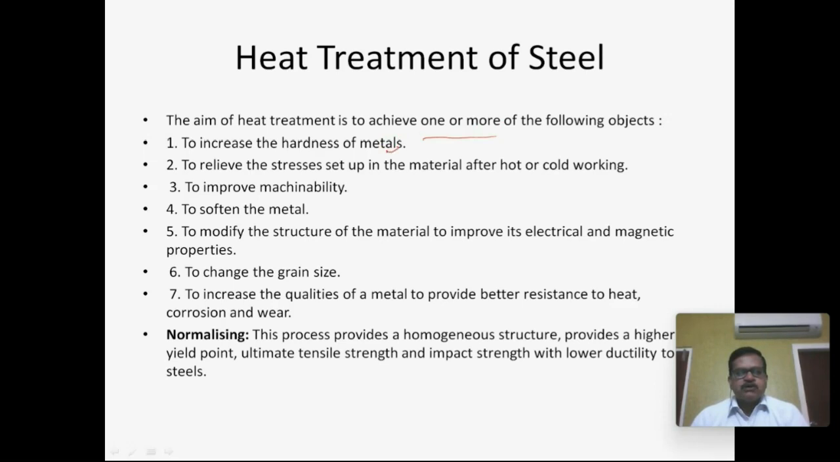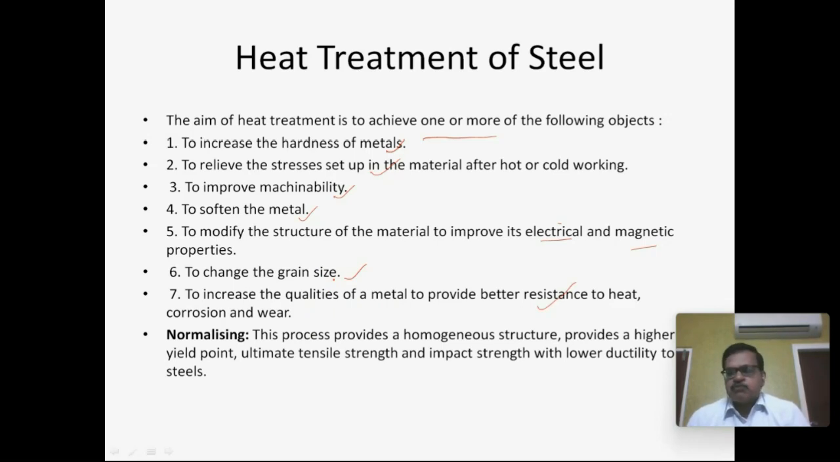Number one, to increase the hardness. Number two, to relieve the stresses. Number three, to improve the machinability. Number four, to soften the metal. Number five, to modify the structure to improve the electrical and magnetic properties. Number six, to change the grain size. Number seven, to increase the qualities of the metal to provide better resistance to heat, corrosion, and wear. So these are the various objectives of conducting heat treatment on the steels.